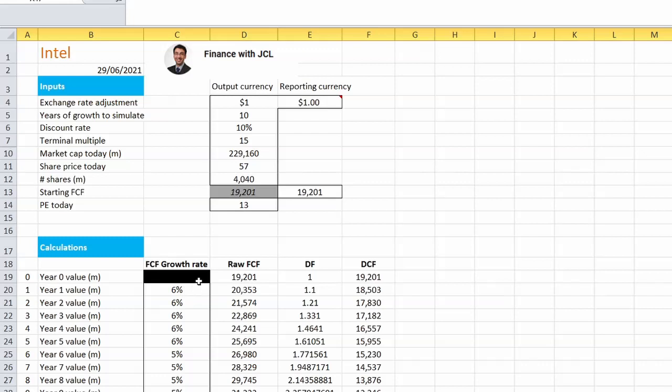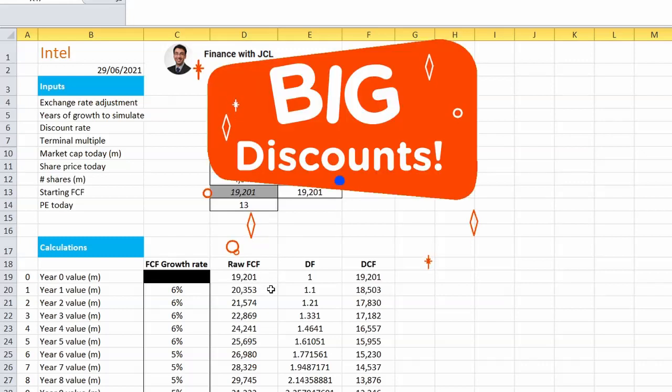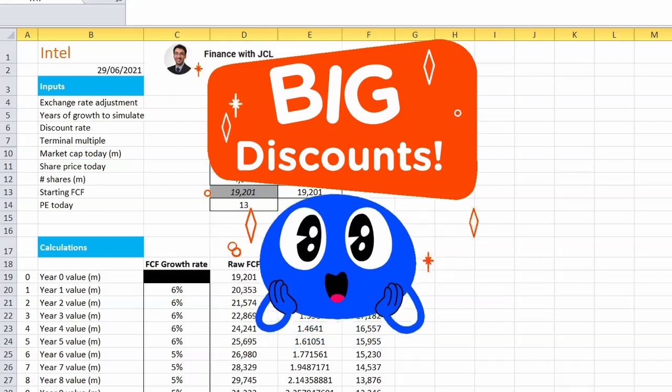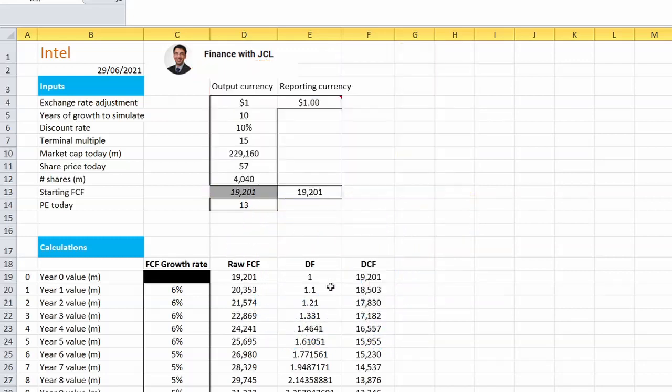Now, if the cash flow grows at 6% in the first year, after that first year the raw number is 20.35 billion, you can see. But that gets discounted at 10%. So you divide that by the discount factor of 1.1 and you get 18.5 billion. And then that discount factor is bigger for the second year, because 10% on 10%, and so on and so on and so on.